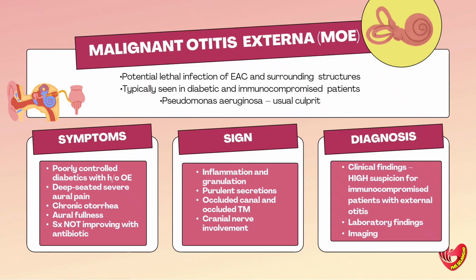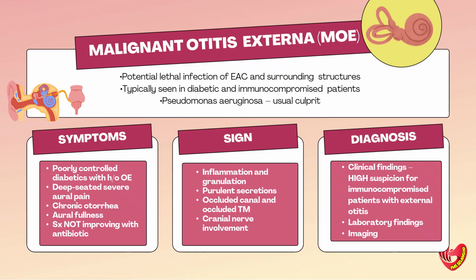Malignant otitis externa is a severe, often life-threatening infection typically seen in diabetic and immunocompromised patients. The infection is most commonly caused by Pseudomonas aeruginosa. Patients with poorly controlled diabetes or a history of otitis externa are at an increased risk for developing this condition. The symptoms include deep-seated severe ear pain, chronic otorrhea, and a sensation of fullness in the ear.